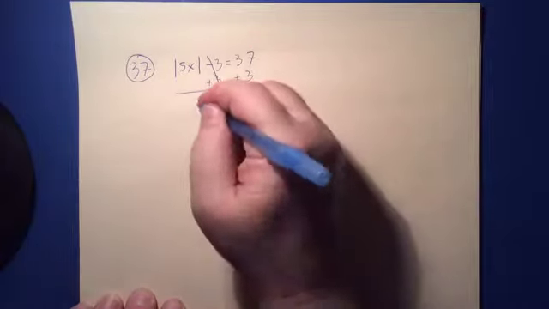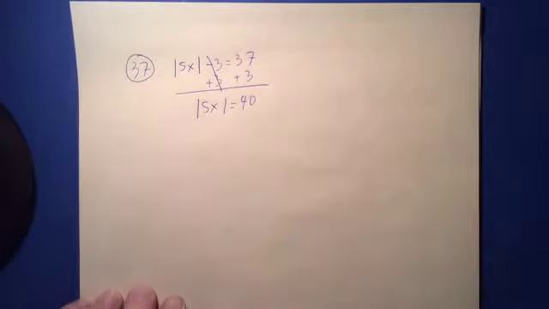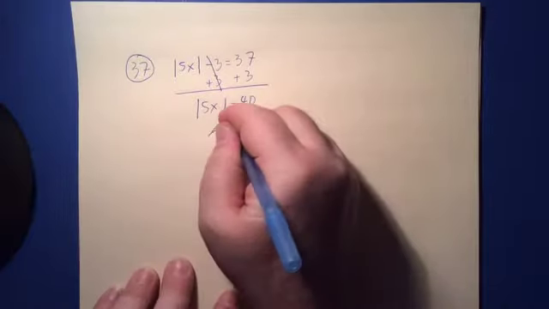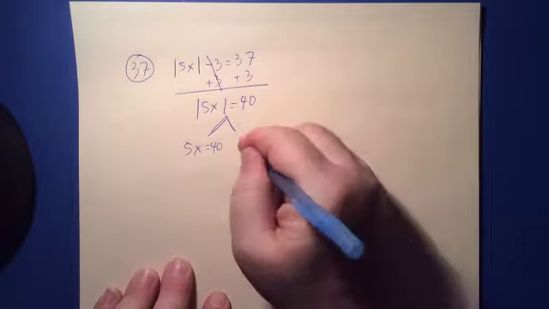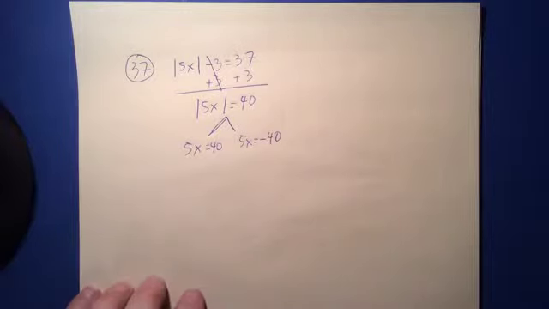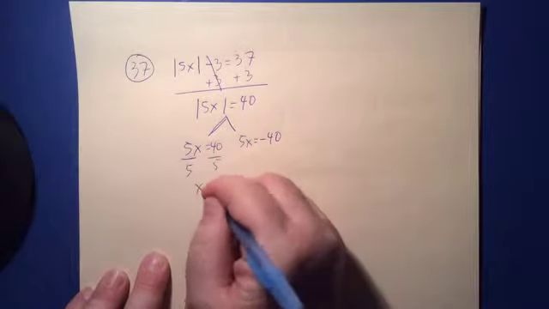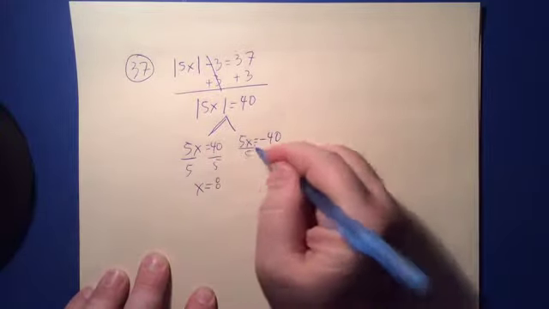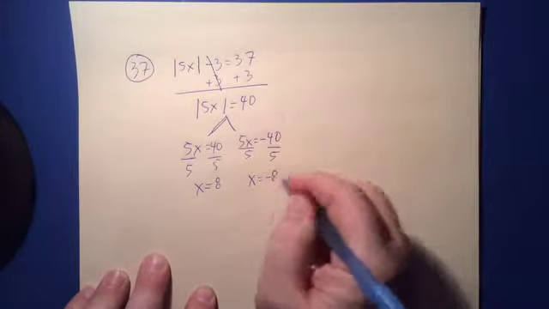So I'm going to reduce that and get the absolute value of 5x equal to 37 plus 3, which is 40. So now that I have the absolute value of 5x is equal to 40, I can now go ahead and split this up, where I can write this as 5x is equal to 40, and then 5x is equal to negative 40. And I solve these like the other problems I did. I'm going to divide both sides by 5, where I get x is equal to 8. I'm going to divide this by 5, where I get x is equal to negative 8.